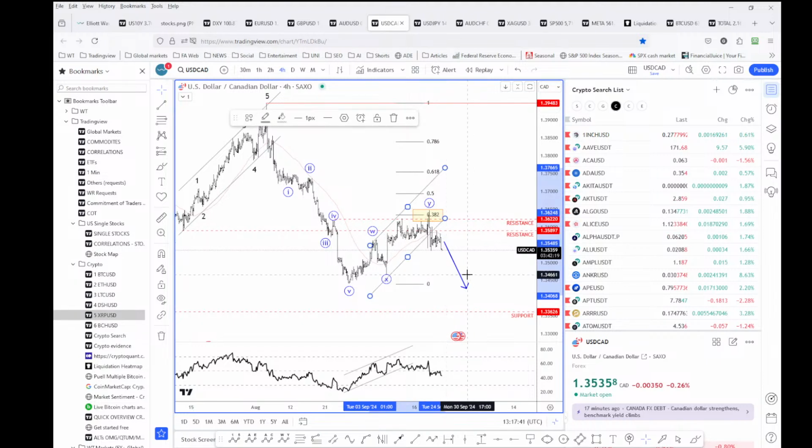So I think that more downside here is certainly possible, and this maybe is telling us in which direction other commodity currencies can also be headed.